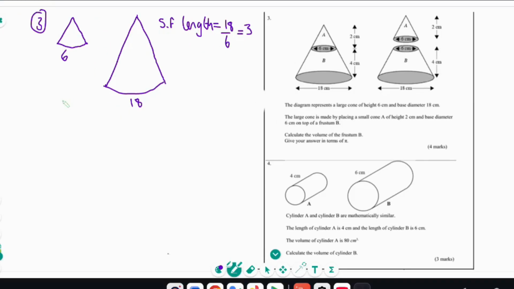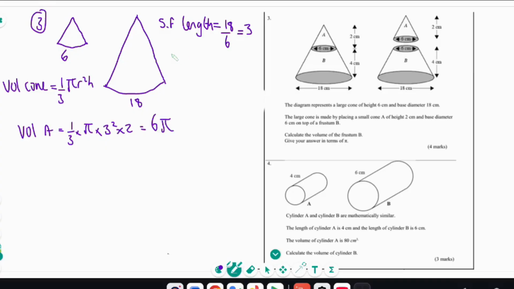Okay, so the volume of a cone you can get from the formula book: 1/3 pi r squared h. Let's get the volume of this small cone A. So the volume of cone A is 1/3 times pi times, well, your diameter is 6, so your radius is 3, 3 squared times 2. We want it in terms of pi, so 3 squared times 2 times 1/3 is 6 pi.